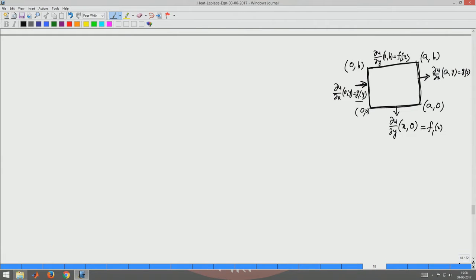In a plate, two boundaries can be insulated while the other two can be non-zero, but you cannot give arbitrary flux data here. The only condition is that whatever comes in should go out; then only the steady state will be maintained. So, if you want this g1 here, you need g2 to be minus g1 of y. That way you can obtain the steady state and get the solutions for this problem.